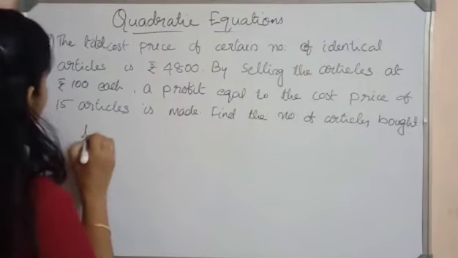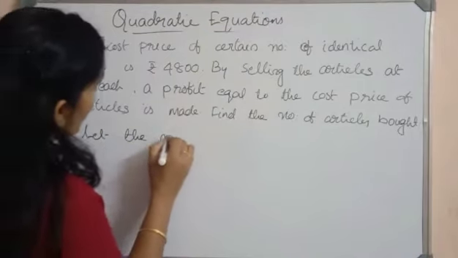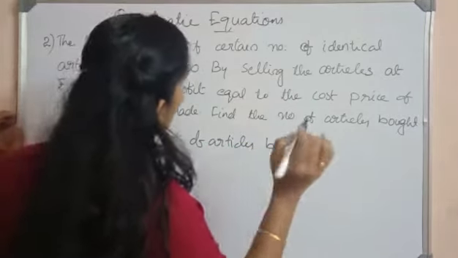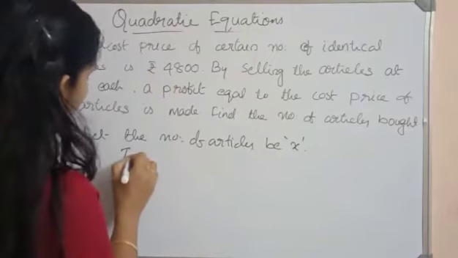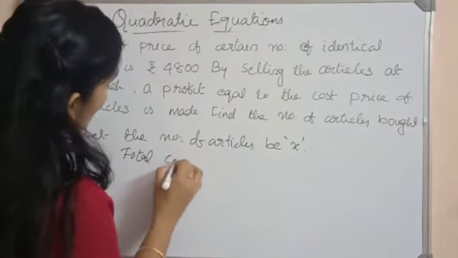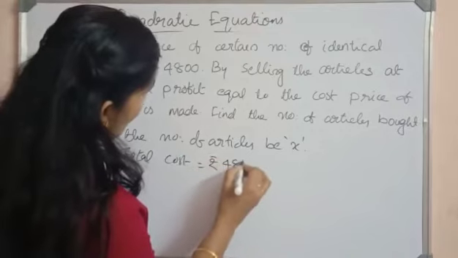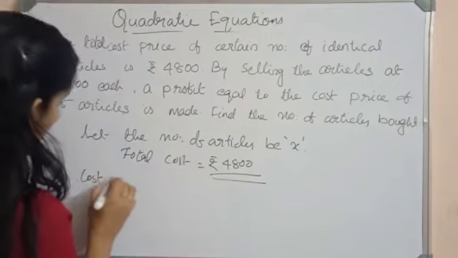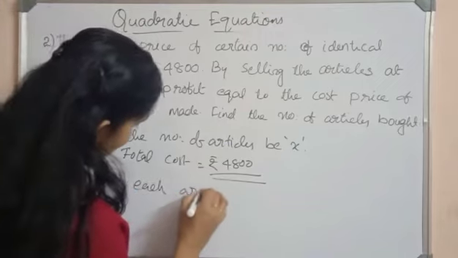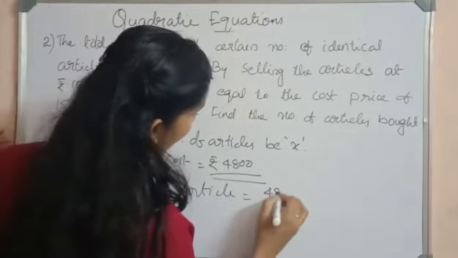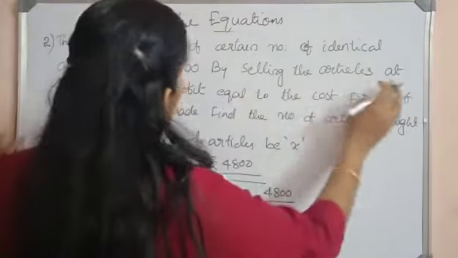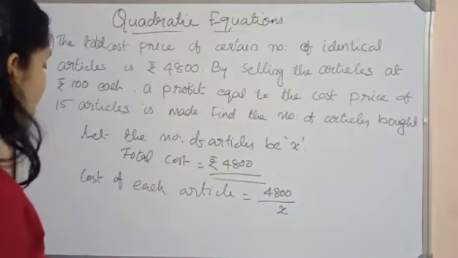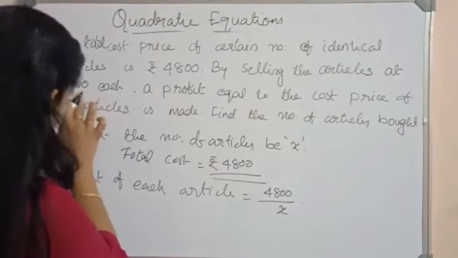Let the number of articles be x. So the number of articles are x and the total cost is equal to rupees 4,800. 4,800 is the total cost. Therefore, the cost of each article is equal to 4,800 by x. Now, by selling the articles at rupees 100 each, so the selling price of one article is 100 rupees.